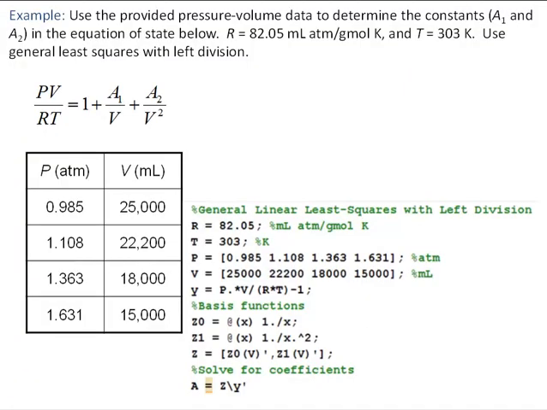So let's look at an example implementing this in MATLAB. Here's a model for pressure and volume. It's a gas equation of state model. We want to determine the constants A1 and A2 in this equation of state. We know the gas constant R, and this is all at a temperature of 303 Kelvin. So we're going to use general linear least squares with left division.